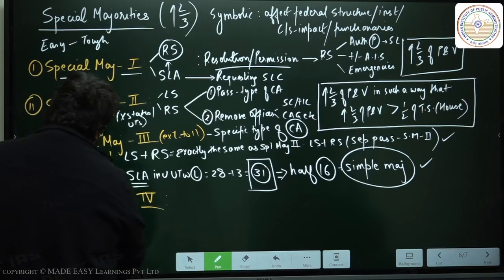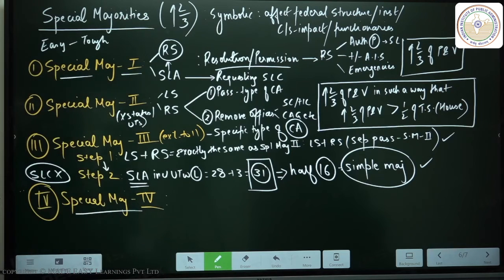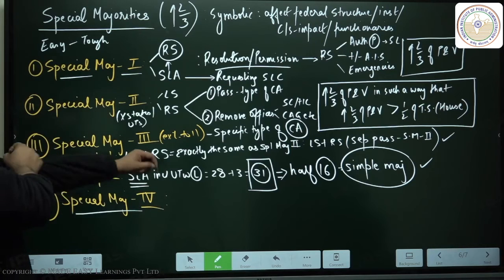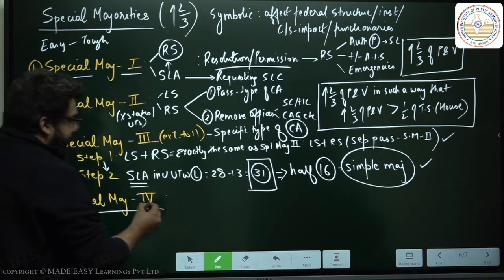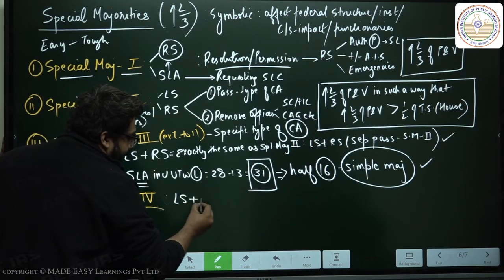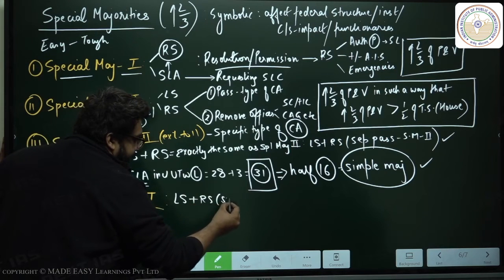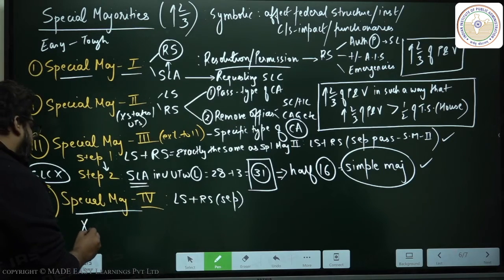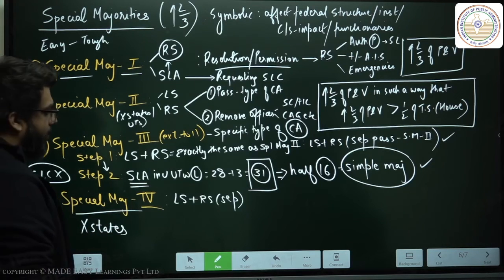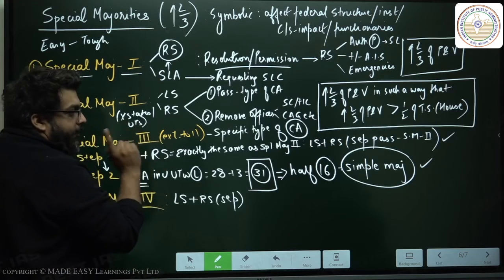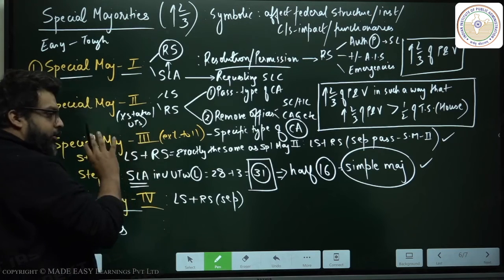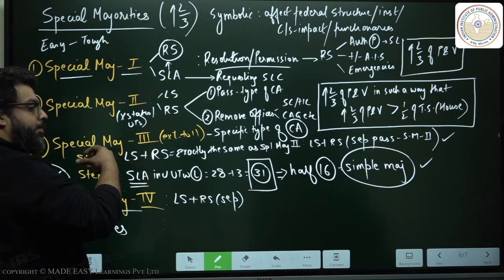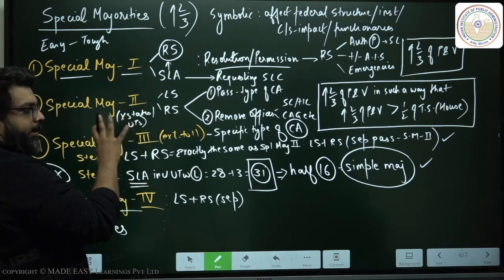Then you have special majority 4. Now special majority 4 again is used only in the Lok Sabha and the Rajya Sabha. They use this separately, never together. Okay, always separately, and only here. It is not used anywhere in the states at all, and it is only used for one purpose only. ये मुश्किल नहीं है because the maths is very high number, but it is very easy.